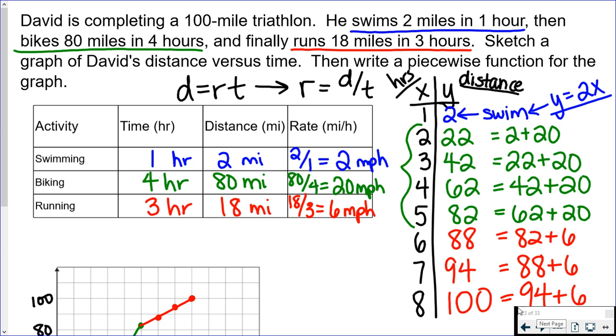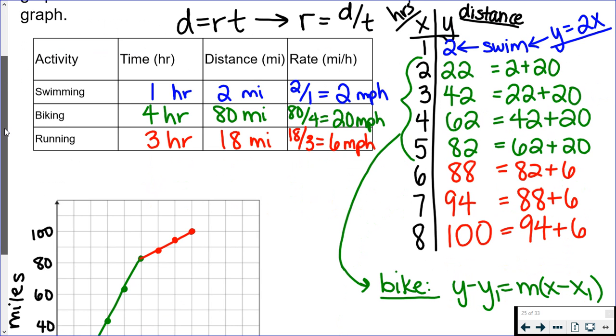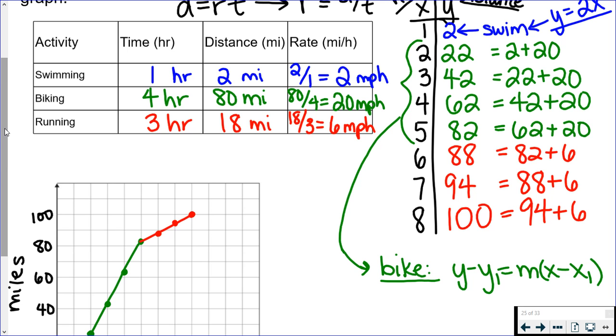I'm going to start with biking. We already know swimming is y equals 2x. Biking, the rate is the slope. So the rate was 20 miles an hour, which means the slope is going to be 20. And what we're going to use is point slope form, like I said, which is y minus y1 equals m times x minus x1. And you can use whatever point you want for x1, y1, as long as it falls somewhere on the green part of your graph.